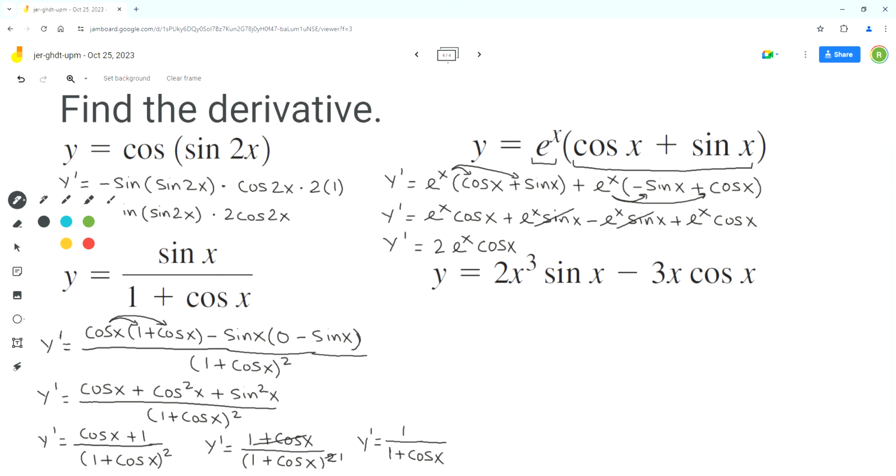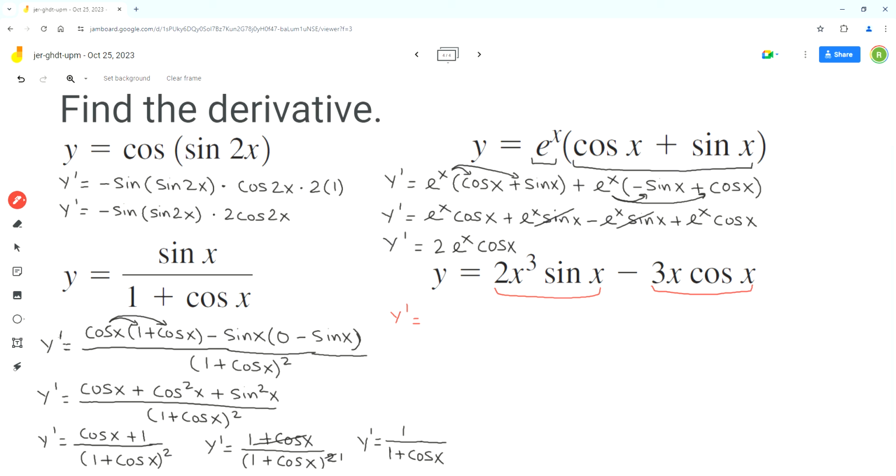Now we can analyze the fourth function. In the fourth function, there are two terms. The first term is 2x cubed sine x and the second term is 3x cos x. Now in the first term, there are two types of functions. 2x cubed is the polynomial function and sine x is a trig function and they are being multiplied. So we have to use product rule to find the derivative of this first term.